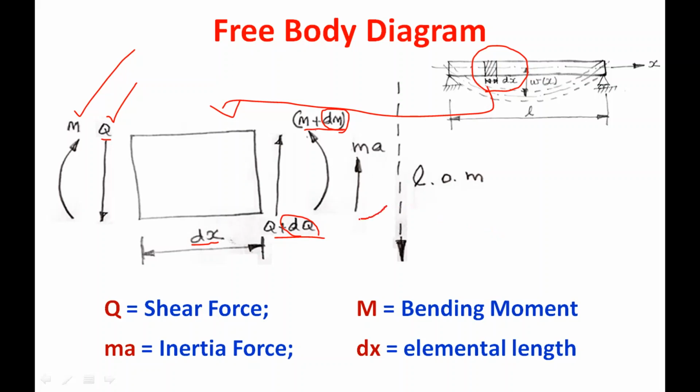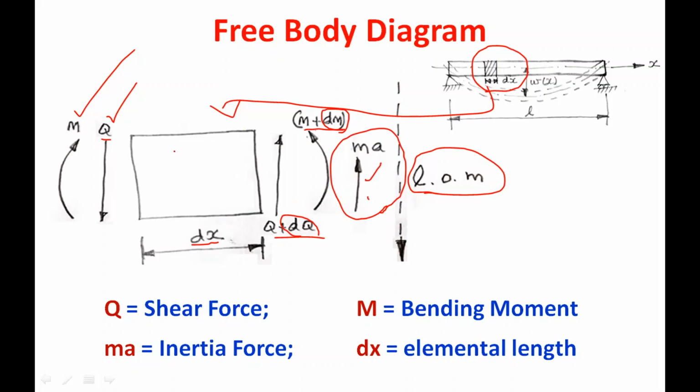So here we are considering the inertia force in the free body diagram, then the dynamic problem will become a static problem. We can easily solve the problem by applying the static equilibrium equation. To apply the inertia force, first we have to consider the line of motion. At a particular instant, let us assume the beam is vibrating in this direction, downward direction. So if the line of motion is assumed downwards, the inertia force will be upward like this.